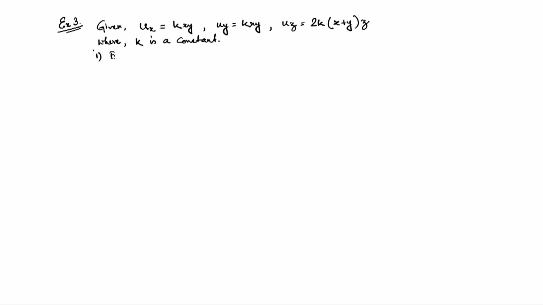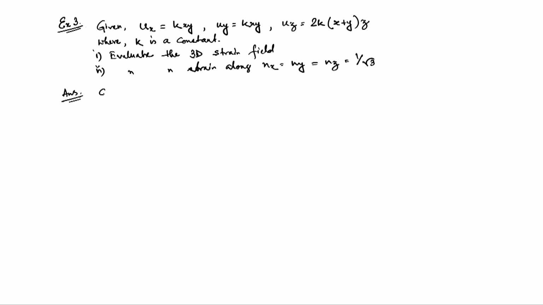Given Ux, Uy and Uz, where k is a constant, first evaluate the 3D strain field, and the second part is evaluate the strain along Nx equal to Ny equal to Nz is equal to 1 by square root of 3. Okay.